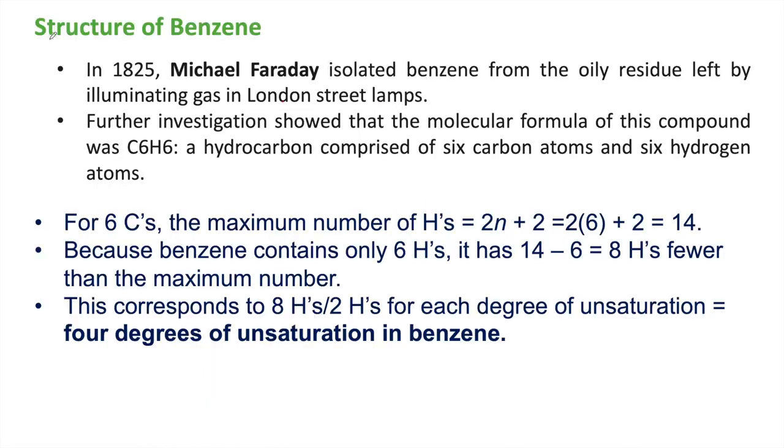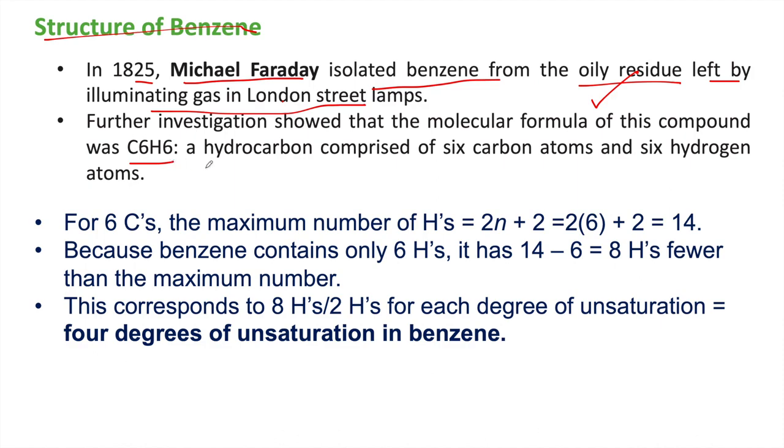Now we will study the structure of benzene, and here we will study the structure elucidation of benzene. In 1825 there was a scientist named Michael Faraday. He isolated benzene from the oily residue left by illuminating gas in London street lamps. He performed investigation on this oily residue and came out with the formula C6H6.